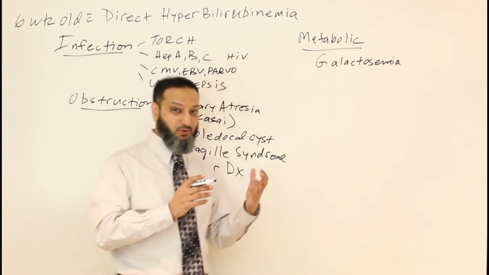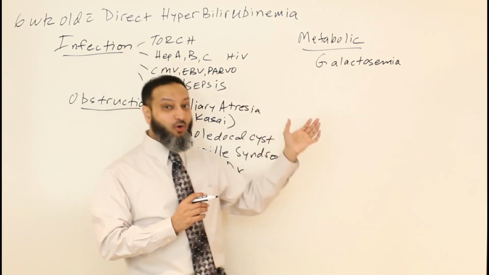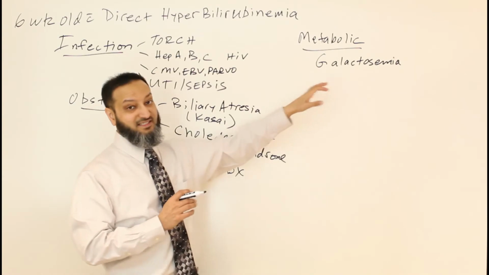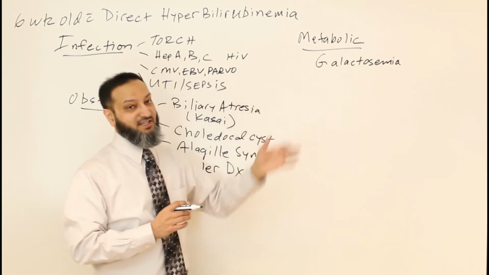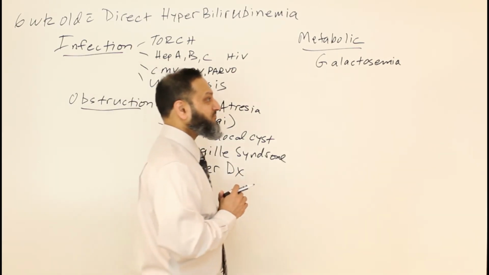So if you have a 3-week-old or 4-week-old coming in with a UTI who is found to have E. coli and maybe even urosepsis, think about galactosemia as a potential underlying reason for that setup of findings and the direct hyperbilirubinemia. So I think that's a major consideration.